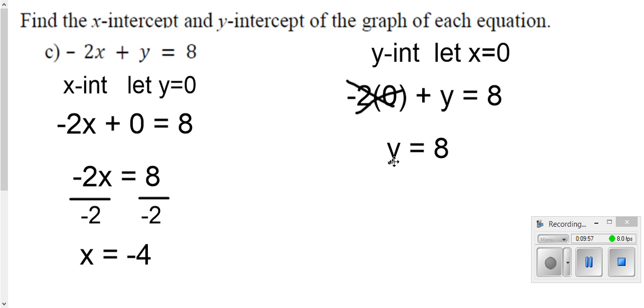Since it didn't have a coefficient, we didn't have to divide by it, or the coefficient is 1. Make sure that's not a minus sign in there, and not a negative 1. So we're done. The y-intercept is 8, and the x-intercept is negative 4. In the next example, we'll go ahead and graph these intercepts and graph the line.